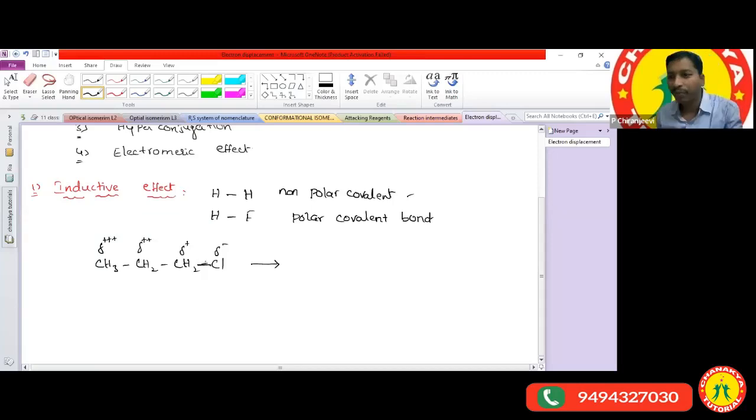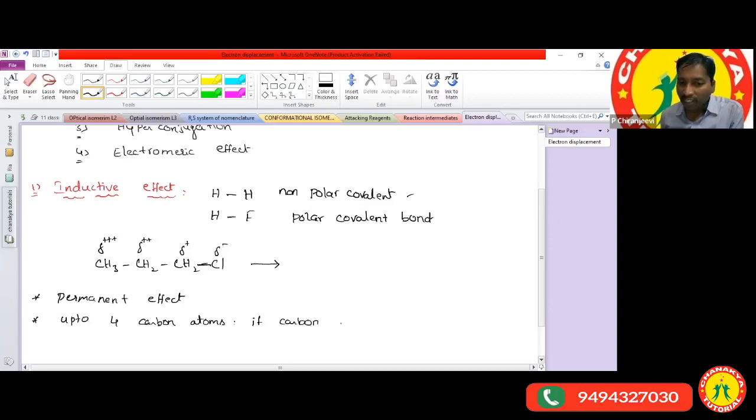Now you got the clarity, all of you? What is the inductive effect? In a polar molecule, sigma electrons are shifted towards the more electronegative atom to generate partial positive and partial negative charge, which is called the inductive effect. The inductive effect is a permanent effect. It is applicable up to four carbon atoms only. If the carbon chain length increases, the inductive effect decreases.